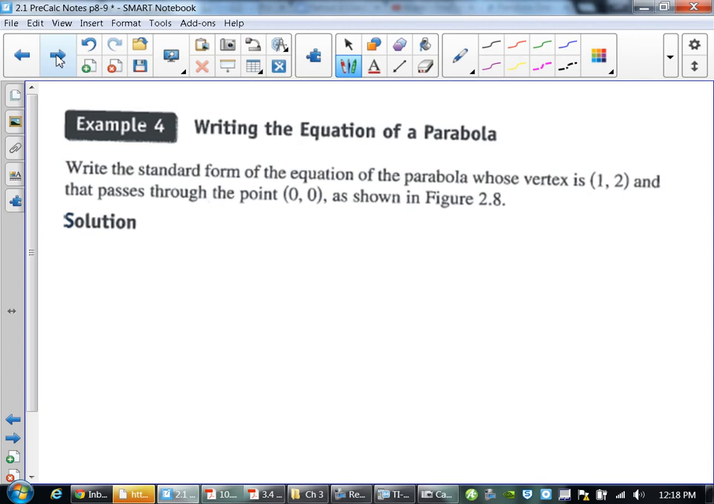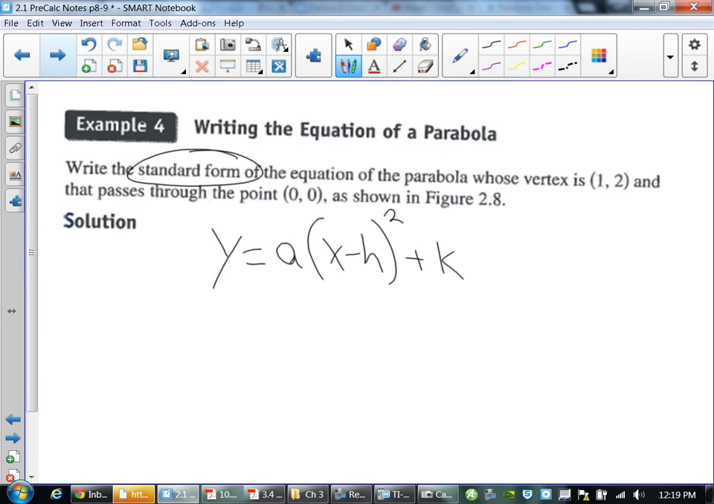So here we go. We're going to talk about writing the standard form of the equation of a parabola whose vertex is at 1, 2, and it passes through the point 0, 0. This is where it's going to be that vertex form, because you've got a vertex and a point. So when I talk about the standard form, we're looking at y equals a times the quantity x minus h squared plus k.